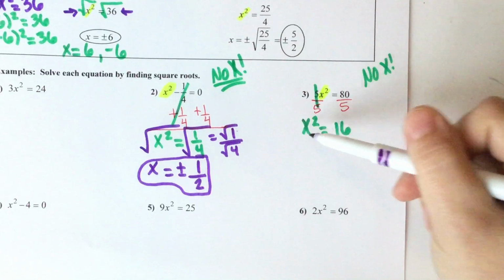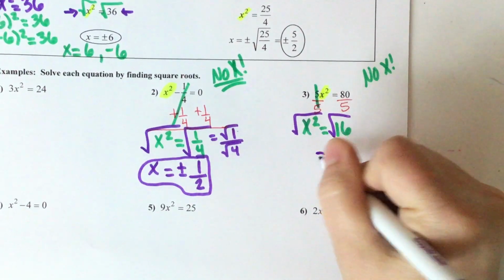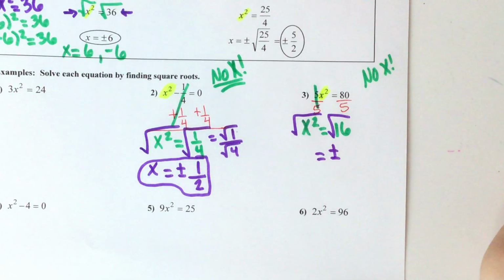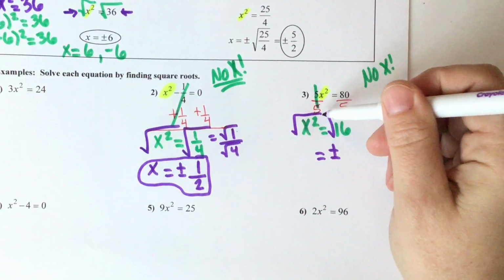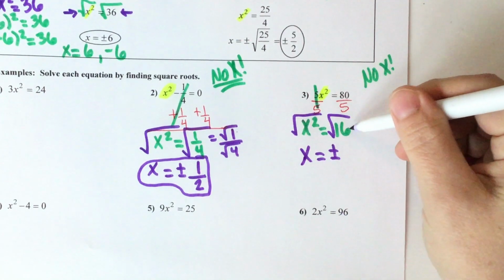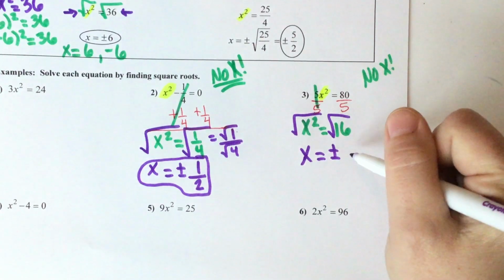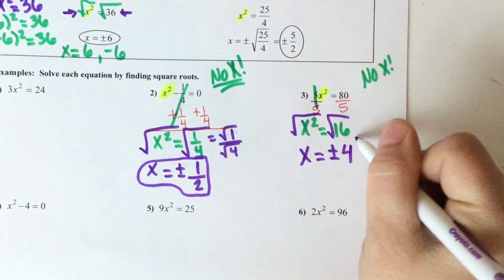Okay, so once x squared is by itself, this is when you square root both sides. Slap down your plus minus the moment you do it. On the left side, the squared and square root cancel, leaving x. And then 16 is a perfect square, so it's going to come out pretty. What's the square root of 16? 4. And that's our answer.